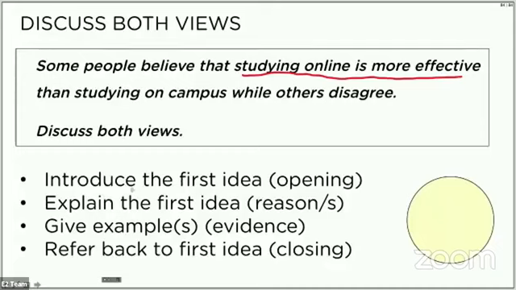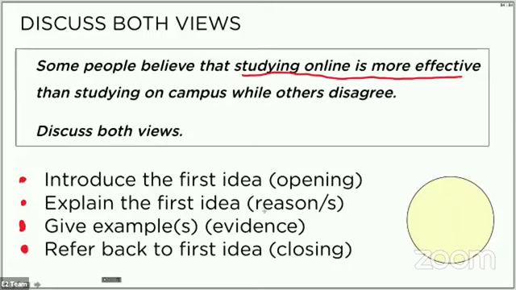So I want you to write a single idea paragraph. You introduce the first idea. You explain the first idea. Why is it more effective? Give examples of why it's more effective and refer back to that first idea of why it's more effective. Okay? See how you go.